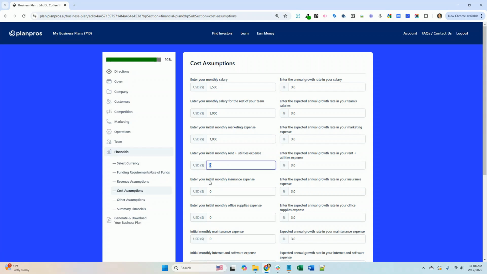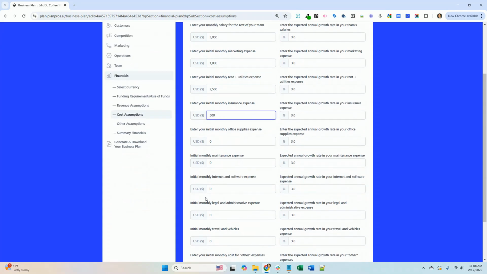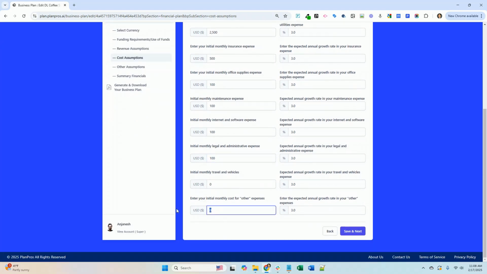Initial rent and utilities, let's say we're paying $2,500 a month for rent. Insurance, maybe $500 a month. Let's say office supplies, maybe $100 a month. Maintenance, $100 a month. Software, $100 a month. Legal, let's call it $100 a month. Let's say we don't have any vehicles, so zero. And other expenses, any other expenses that don't fit into any of these categories nicely, let's say we have $650 of other expenses.